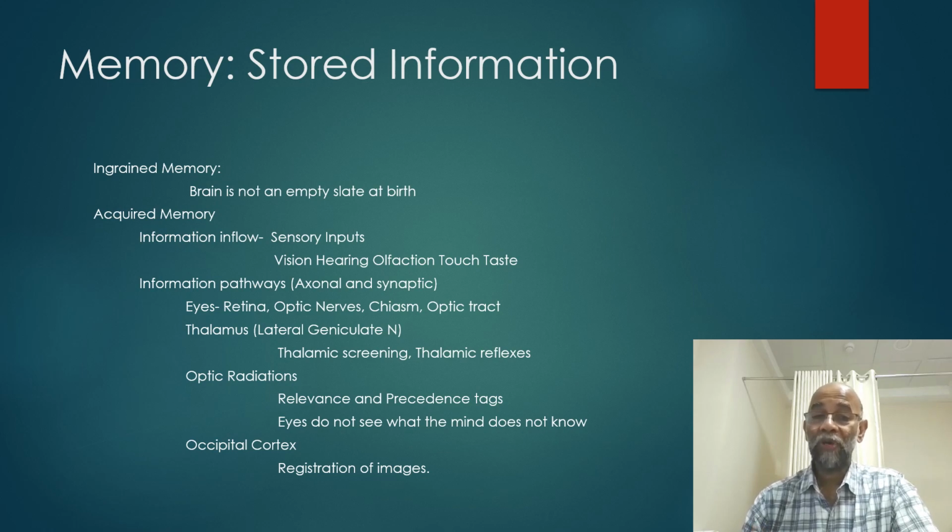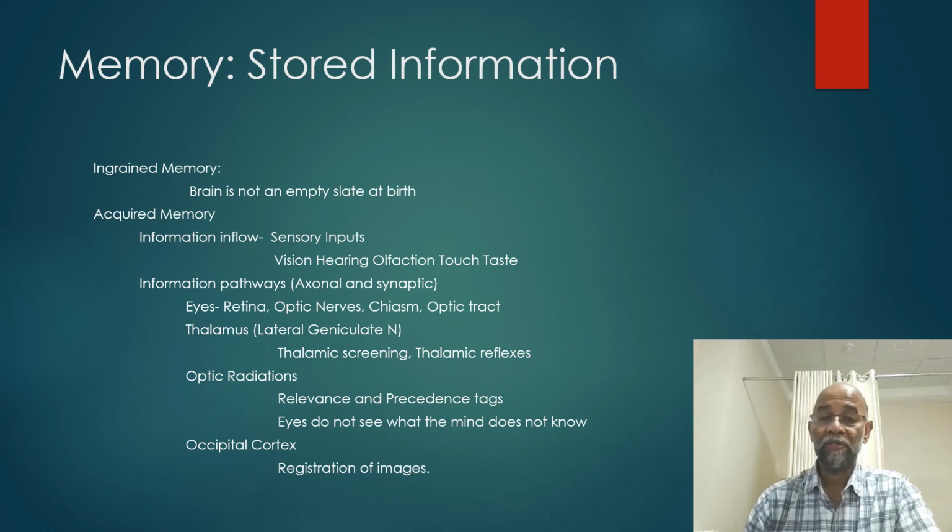For acquired memories, you have an information inflow. Information flows in through the sensory inputs: vision, hearing, olfaction, touch, and taste. These pathways of information communication from a sensory portal to the cortex where it is received is by axons and synapses.